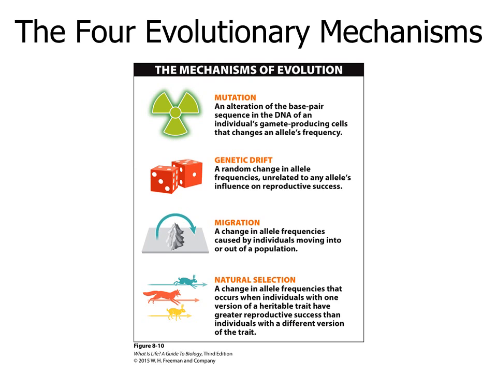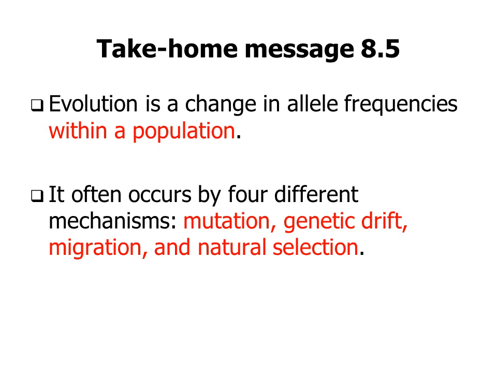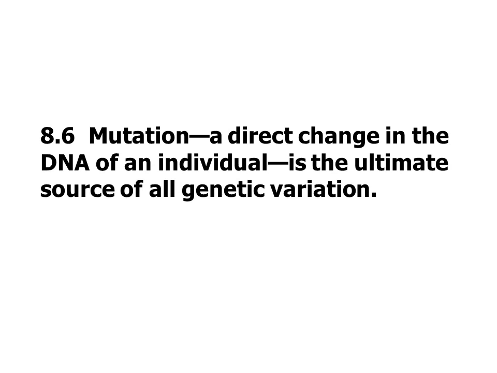The 4 mechanisms are mutation, genetic drift, migration, and natural selection. Mutation we talked about a couple chapters ago, and we'll talk more about that in a second. Okay, a mutation is a direct change in the DNA of an individual. Ultimately, this is the source of all genetic variation.